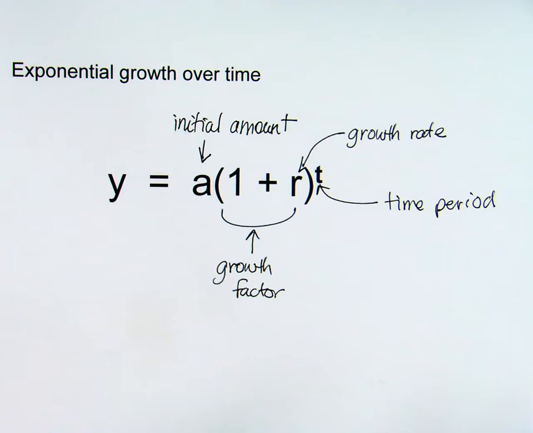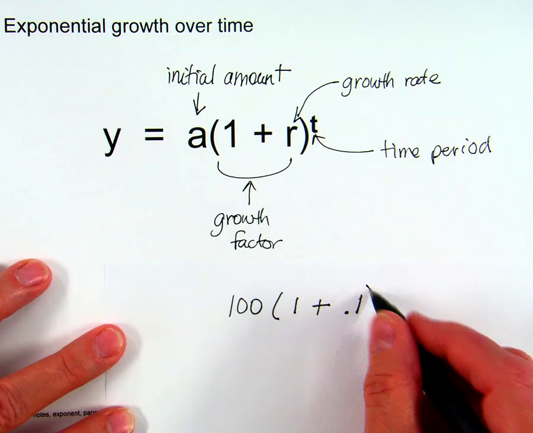Let's see what this looks like after 1 year. Say with our $100. $100 is the initial amount times 1 plus the rate. We can't add a percent to a whole number. It's got to be a decimal. So we'll change our percent, 10%, to 0.1, and then raised to the 1. We'll do it for 1 year and see what happens there.